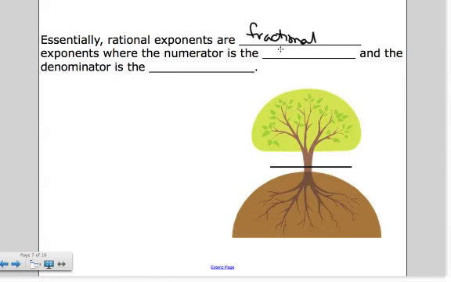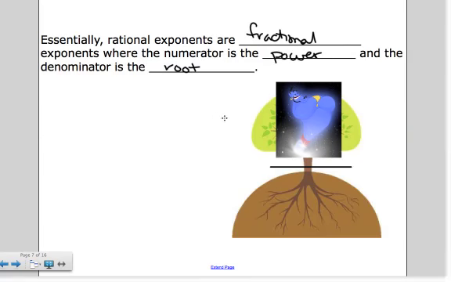Where the numerator is the power and the denominator is the root. Okay, so this is how I remember it. I think of the top being the ultimate cosmic power, leaving space, because they're in the exponents, right? All right, and the bottom is the root, just like in trees, you've got a root and then the bottom of the tree underneath the ground. Okay, so roots are in the denominator, powers are in the numerator. Top is power, bottom's root. Power, root. Okay?